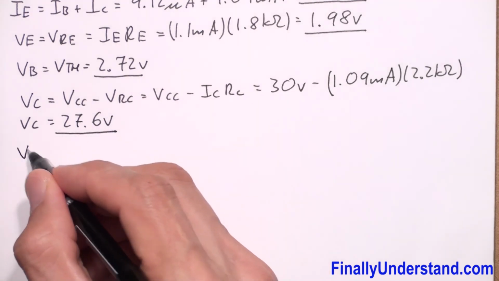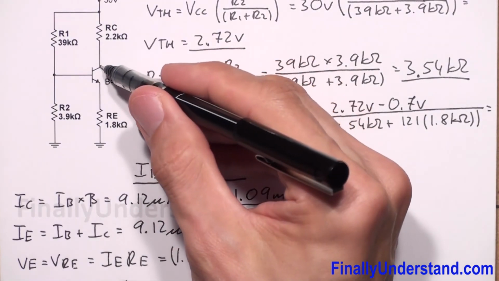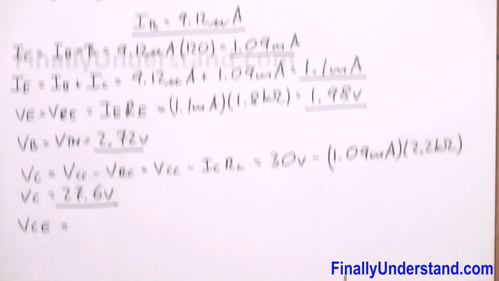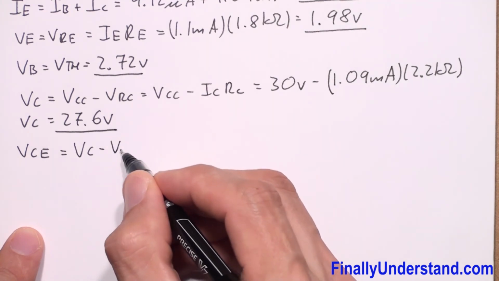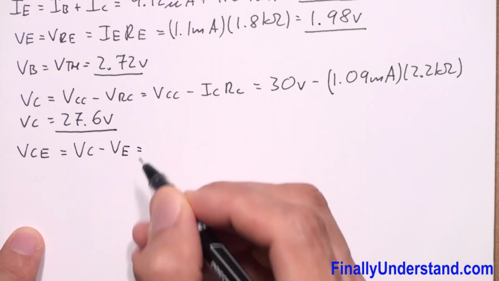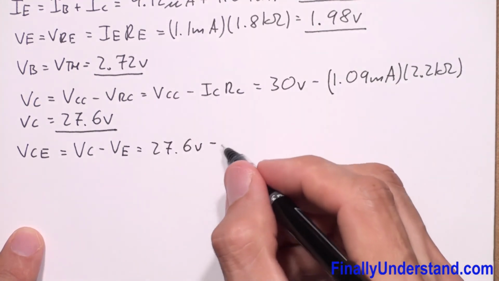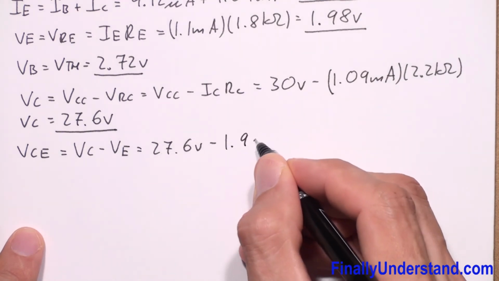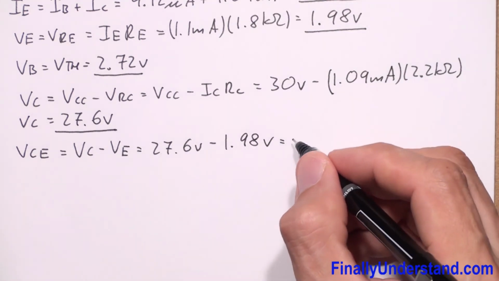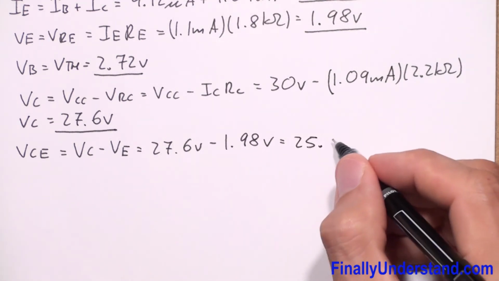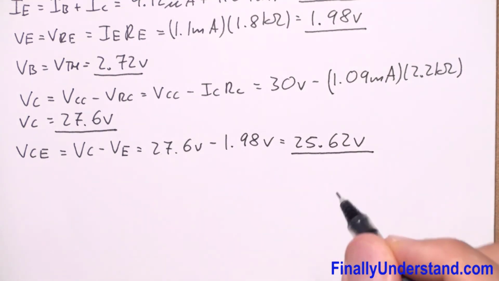Next, I'm supposed to find VCE. VCE is the voltage between the collector and emitter. So VCE is equal to VC minus VE, and VC is equal to 27.6 volts minus VE, 1.98 volts. This is equal to 25.62 volts. So this is my VCE.